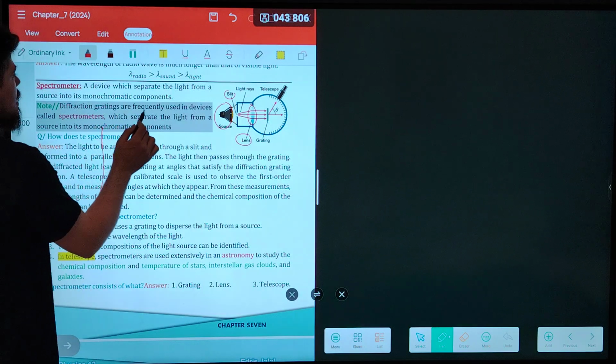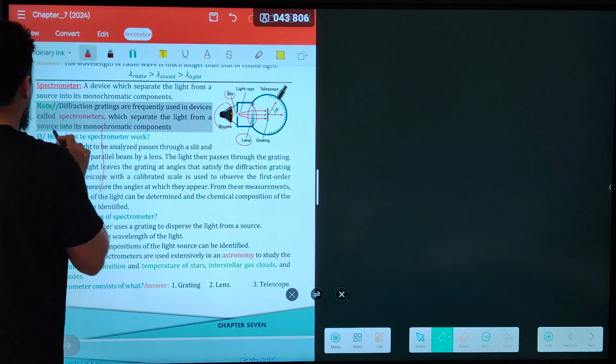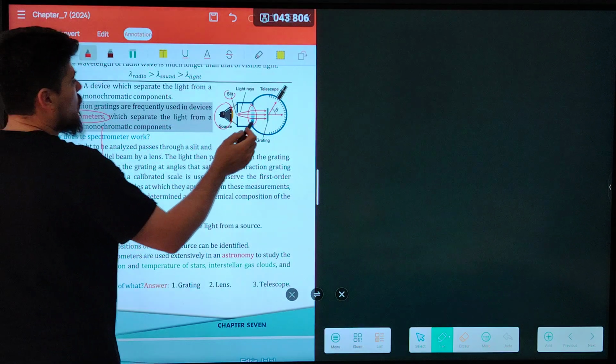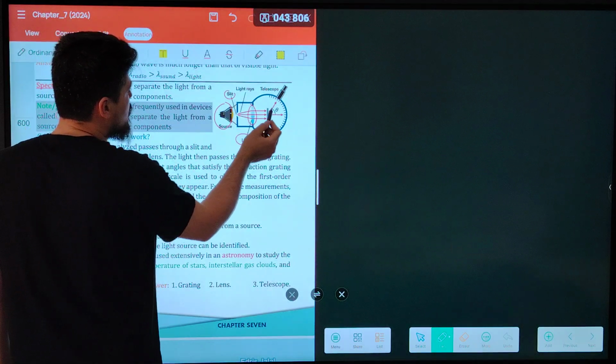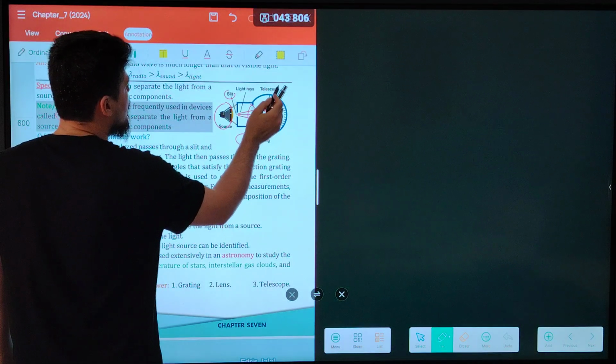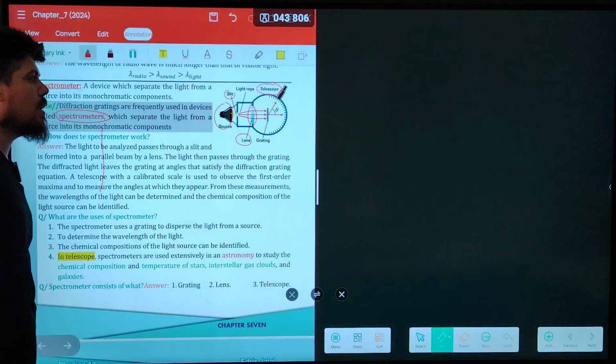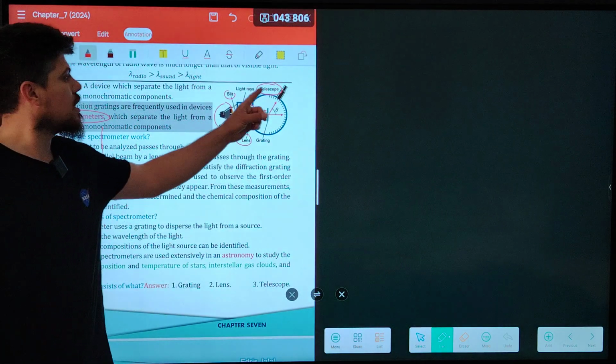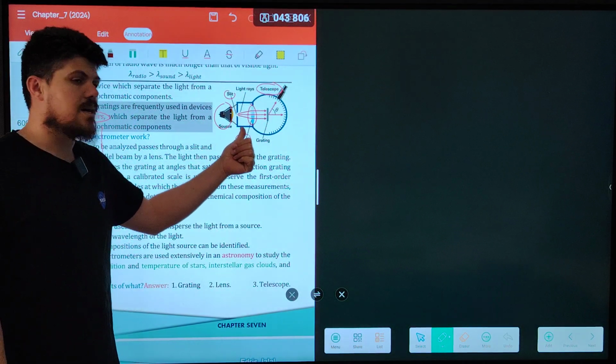Diffraction gratings are frequently used in a device called a spectrometer. What do we have in the spectrometer? Diffraction grating, lens, and telescope. These are the main parts of the spectrometer: telescope, grating, lens.